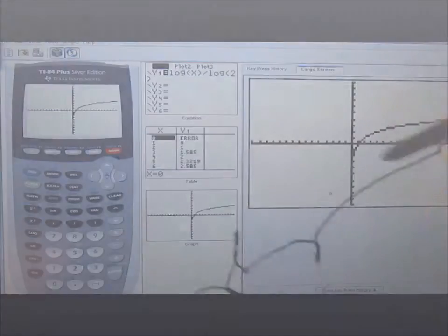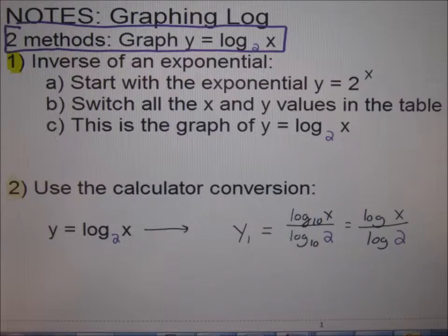In summary, we have found two ways to graph logarithms. The first method is longer. We used what we already know about inverses to switch all the x and y values from an exponential to get the log graph. The second method, however, is much faster.